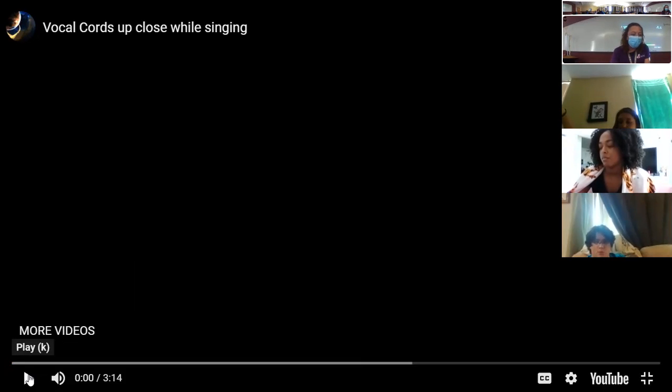The men have physically thicker vocal cords, which means they can't vibrate as fast, which gives them a lower tone. That's why men have a lower voice than women, because women's vocal cords traditionally are much thinner anatomically than men, and they can vibrate much faster. So this is just kind of cool.